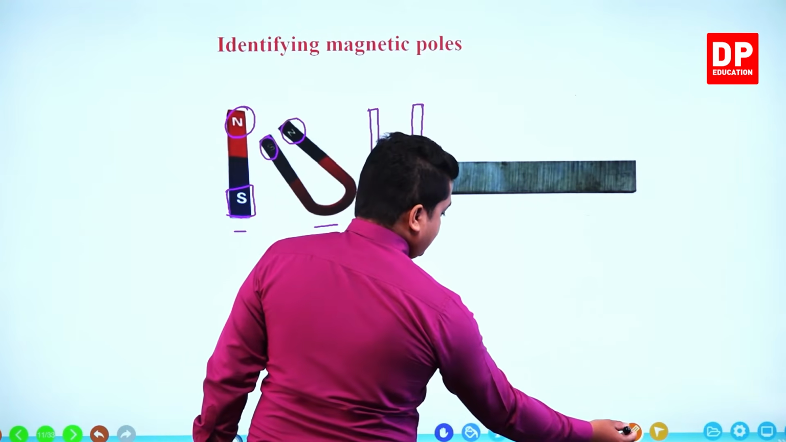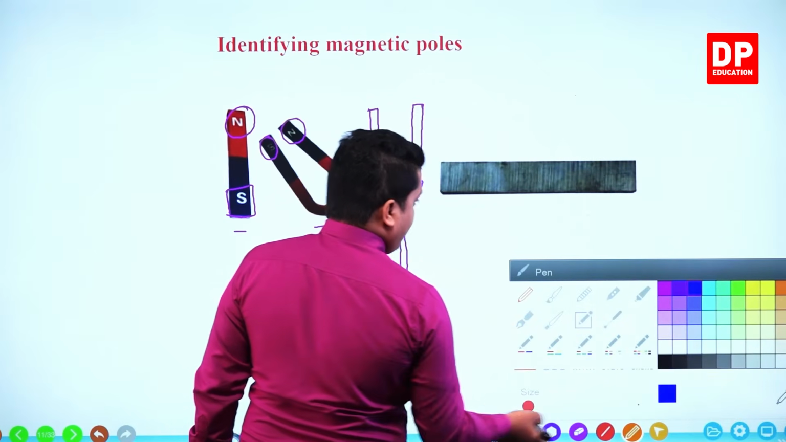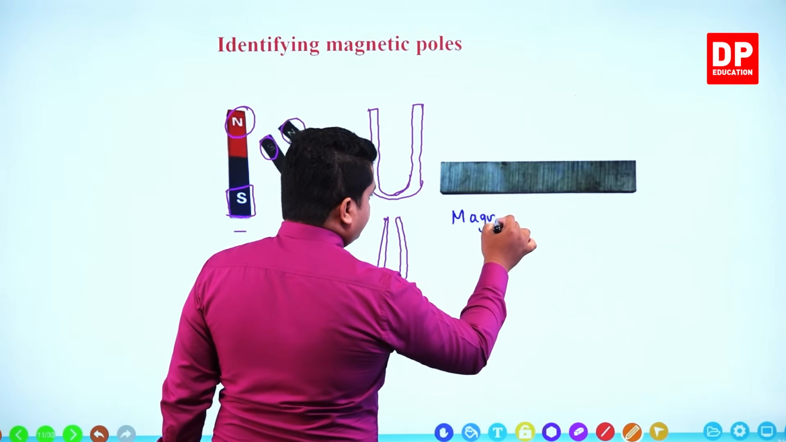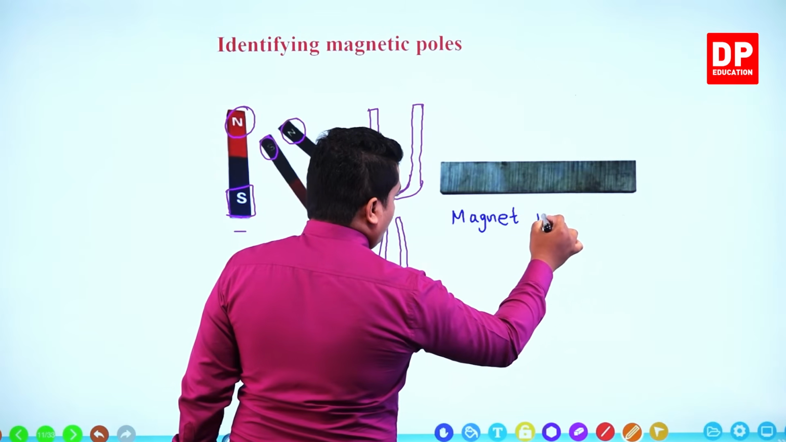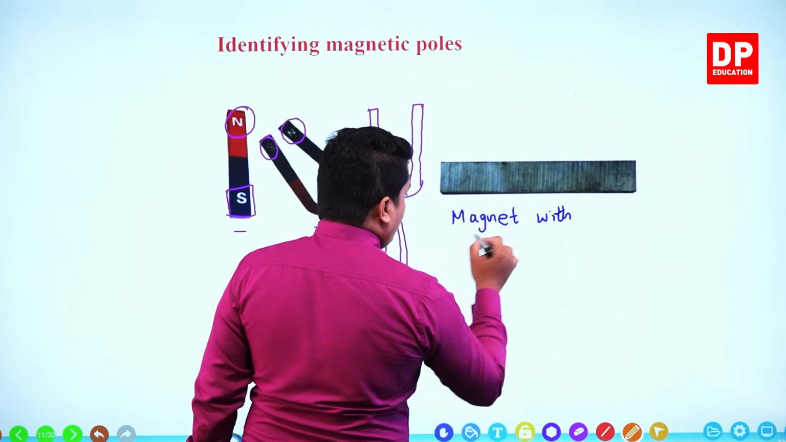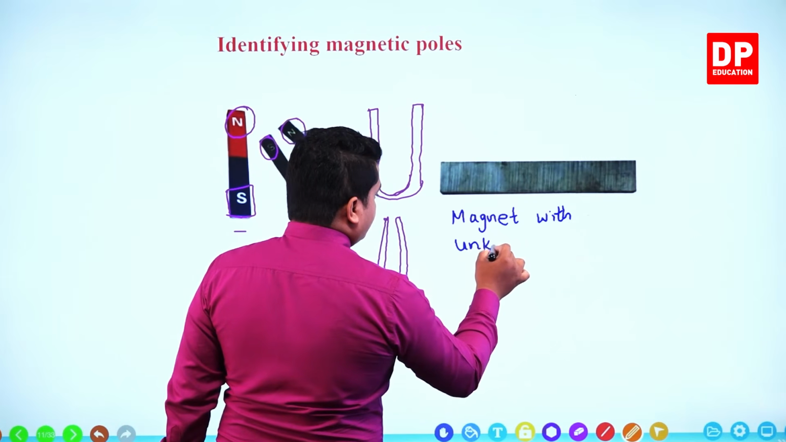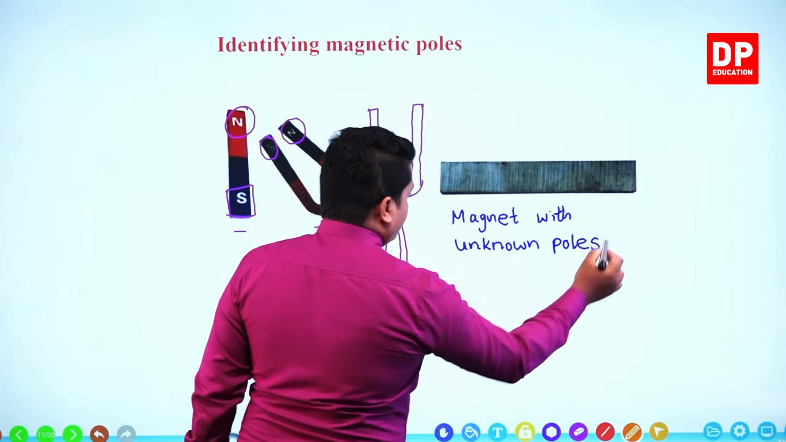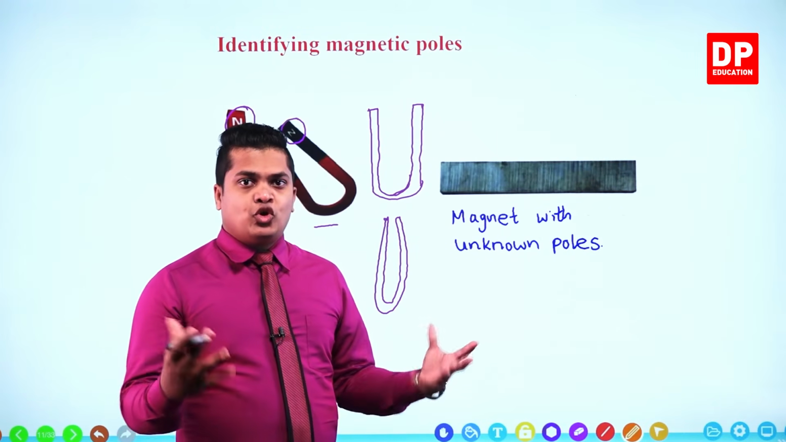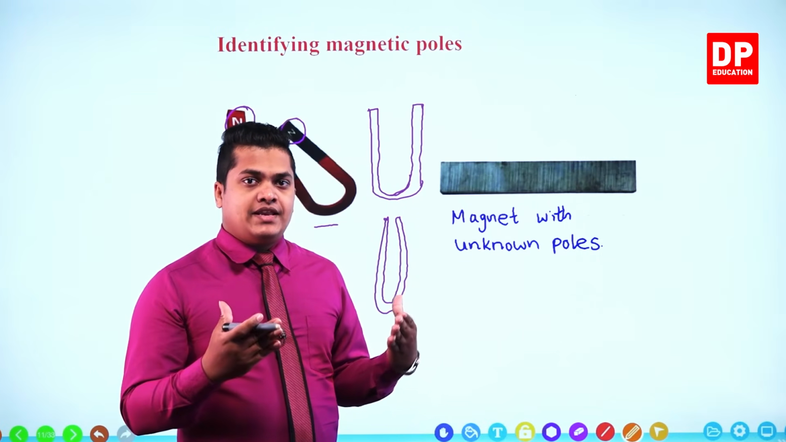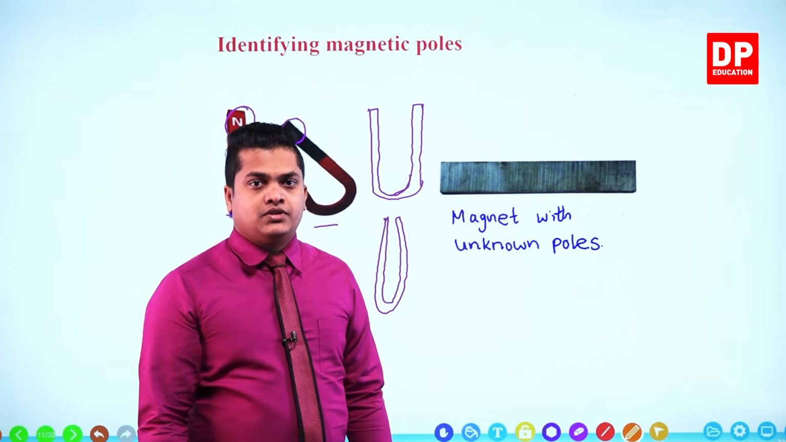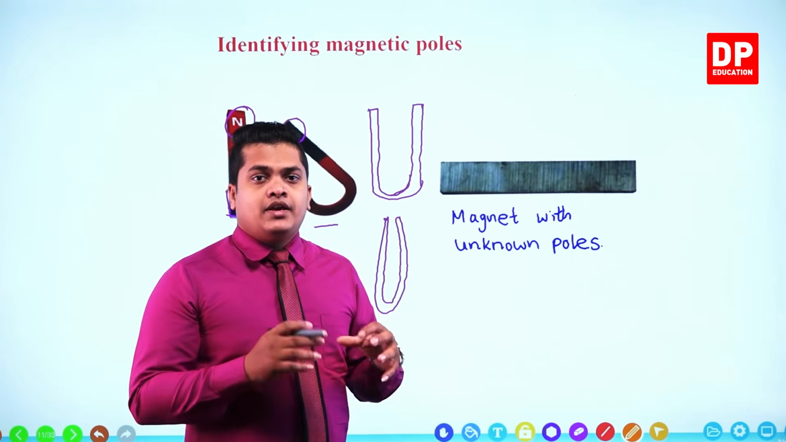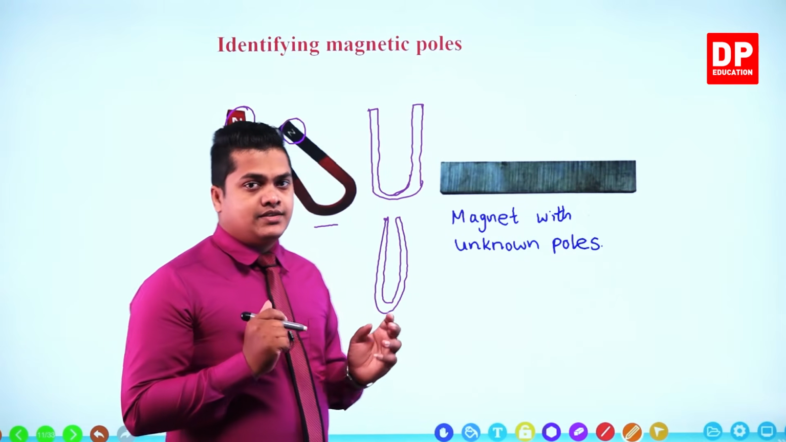So this is a magnet with unknown poles. A magnet with unknown poles means that we don't know what the poles are. We don't know the areas which have the most magnetic power. Those areas are not printed on the magnet, not shown on the magnet like in these cases.